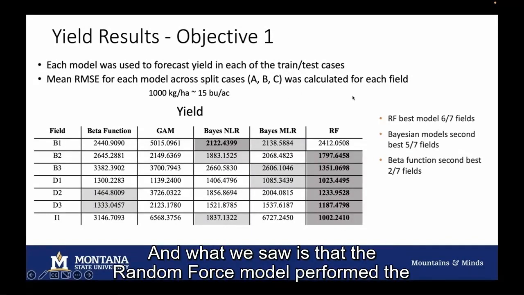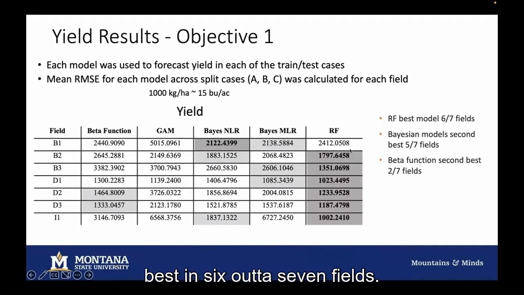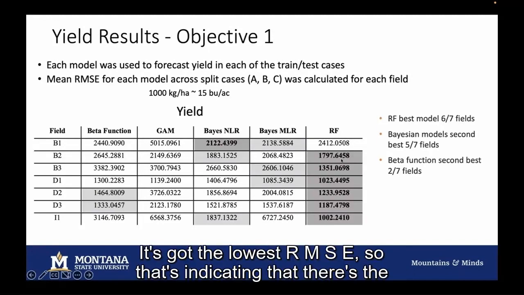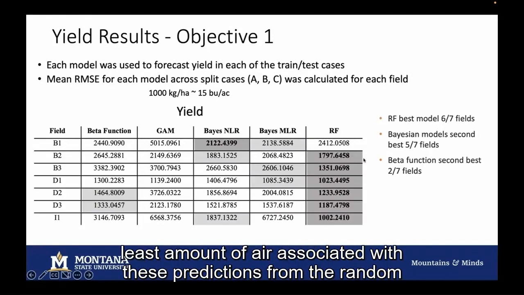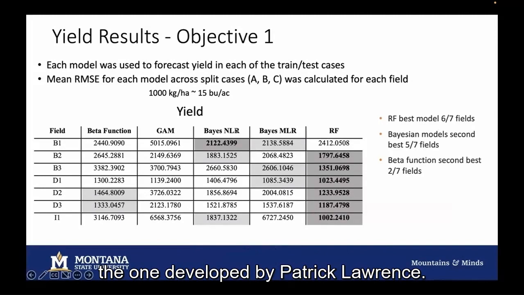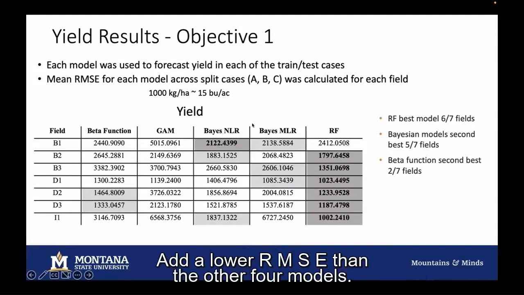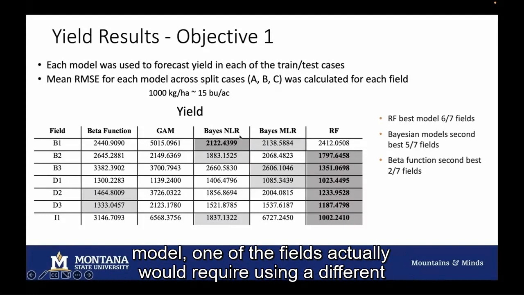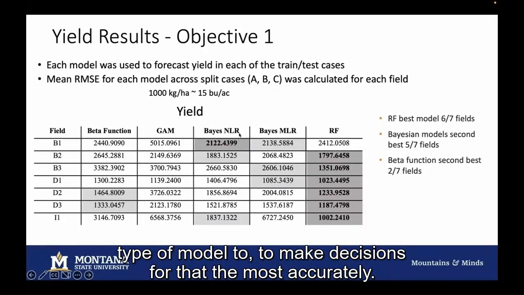And what we saw is that the random forest model performed the best in 6 out of 7 fields. And so this is indicated by this darker shading. It's got the lowest RMSE, so that's indicating that there's the least amount of error associated with these predictions from the random forest compared to the other models. But we see that in one field, the Bayesian nonlinear regression, the one developed by Patrick Lawrence, had a lower RMSE than the other 4 models. So while most of the fields were best characterized with this random forest model, one of the fields actually would require using a different type of model to make decisions most accurately.